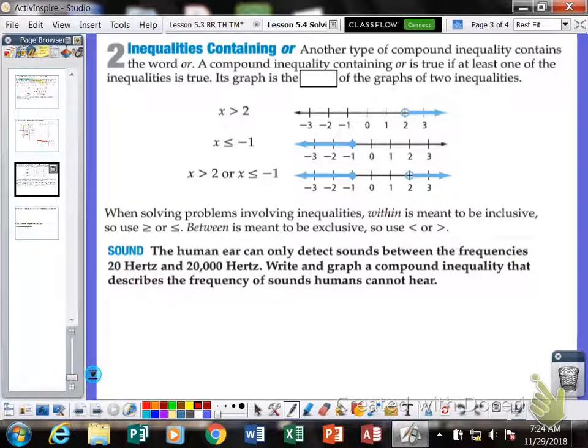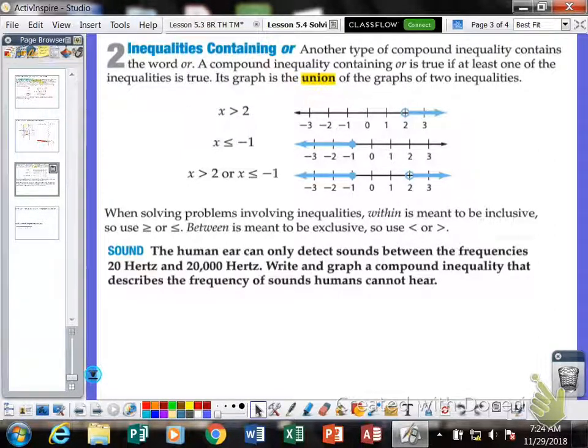Its graph is the union, meaning all of the things are possible. So we've got to union the two graphs together. So basically merge them together. They may or may not intersect. Typically they don't, but they may.